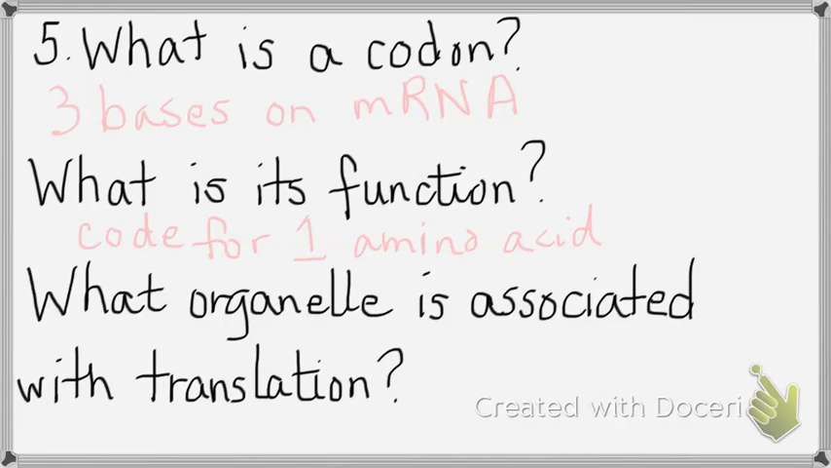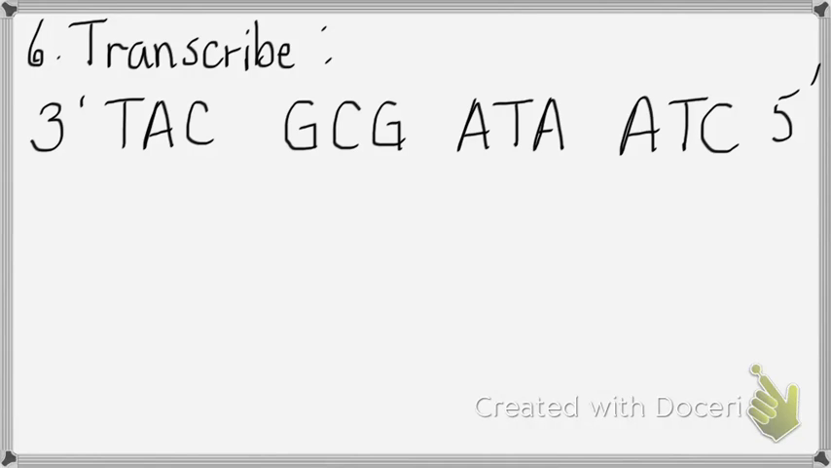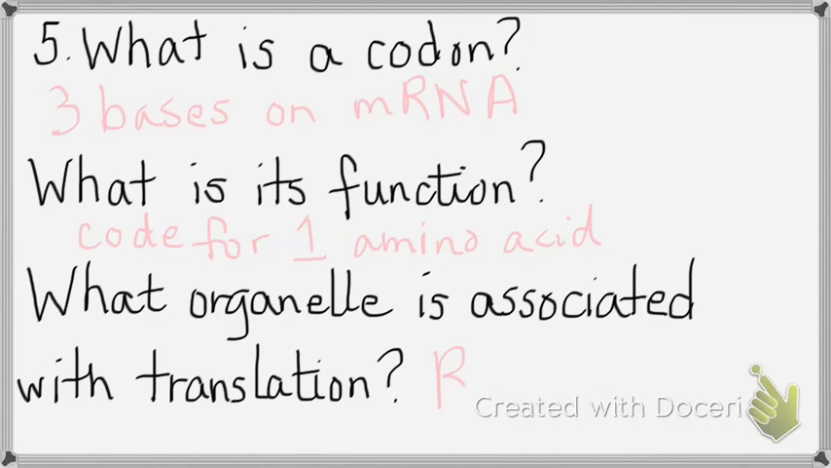Okay, to finish up number 5, what organelle is associated with the process of translation? It is the ribosome. That's good. The organelle associated with translation, the little cellular part that helps make protein, is called the ribosome. You may remember it's made out of little r RNA.